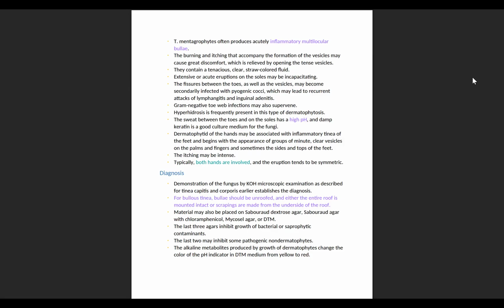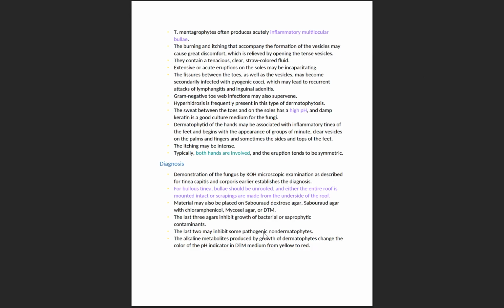Material may also be placed on Sabouraud dextrose agar, Sabouraud agar with chloramphenicol, mycosel agar, or DTM. The last three agars inhibit growth of bacteria or saprophytic contaminants. The last two may inhibit some pathogenic non-dermatophytes. يعني الميكوسل and dermatophyte test media ممكن inhibit الباثوجينيك non-dermatophytes. وبالنسبة لأول ثلاثة اللي هن Sabouraud agars and mycosel agar ممكن inhibit البكتيريا and saprophytic contaminants. The alkaline metabolites produced by the growth of dermatophytes change the color of the pH indicator in dermatophyte test medium from yellow to red.